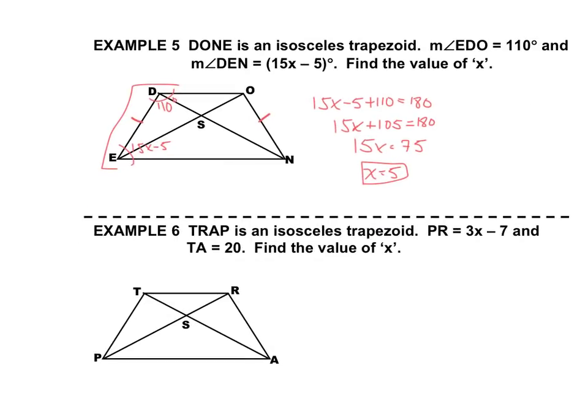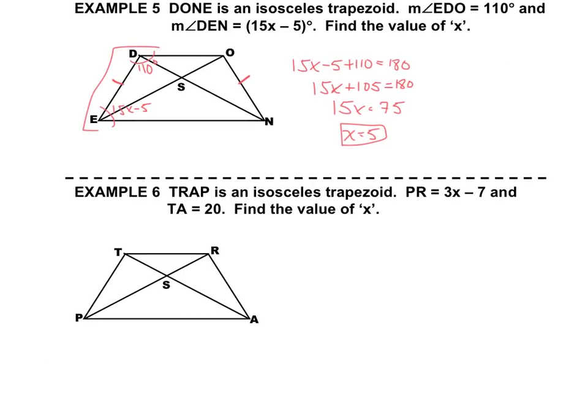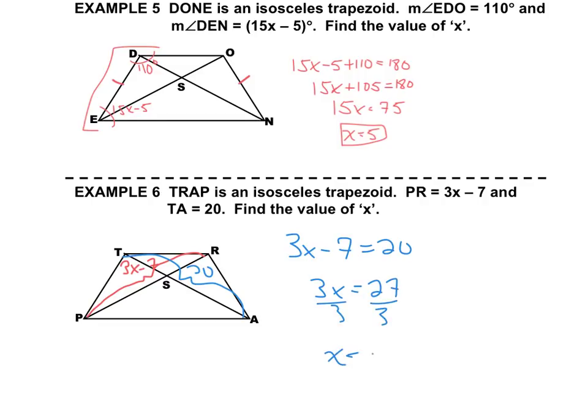All right, last one. So it says we have another isosceles trapezoid. It says from P to R, so this whole diagonal here is 3x minus 7. It says that T to A, this whole diagonal here is 20. It wants us to find x. Well, if the diagonals are congruent, then 3x minus 7 must equal 20, which means 3x equals 27. And when I divide both sides by 3, I get x equals 9.